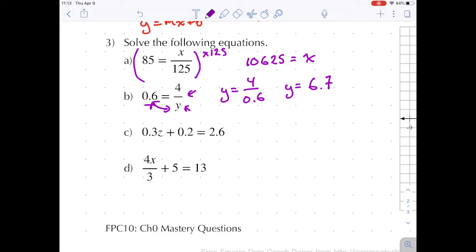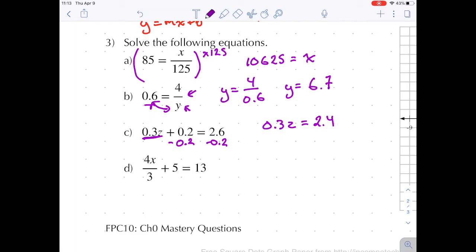Now that doesn't seem quite right to me. I'm going to just check it out. 4 divided by 6.6666666. Yep, works out. All right, our third equation. 0.3 times z plus 0.2 is equal to 2.6. Here's our variable in this term right here. We need to isolate this term. To do that, I'm going to start by subtracting 0.2 from both sides. I'm going to get 0.3 times z is equal to 2.4.